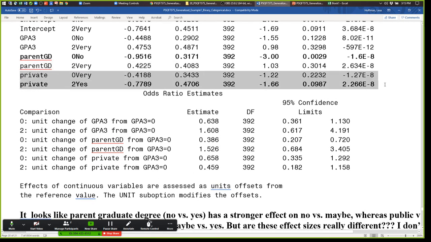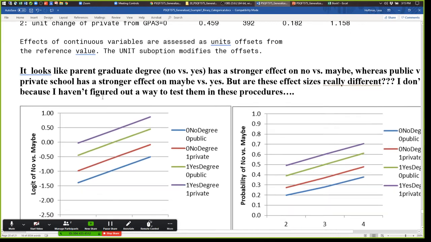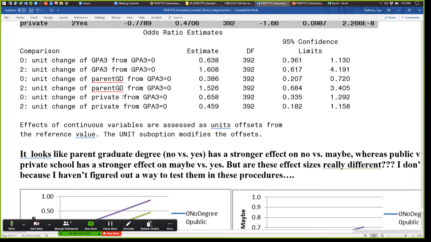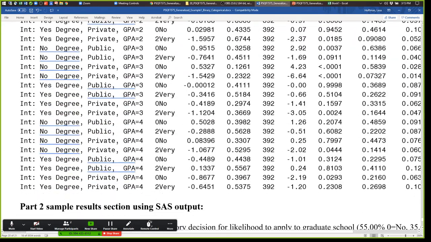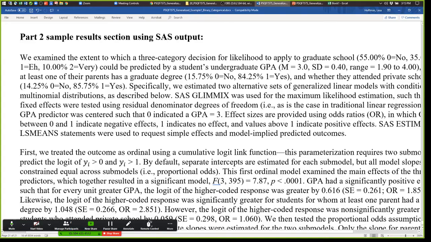Same thing here. Looks like somewhat different results, although both in the same direction. So I have predicted logits and predicted probabilities. Here's all the predicted logits where that came from, and here's some words.